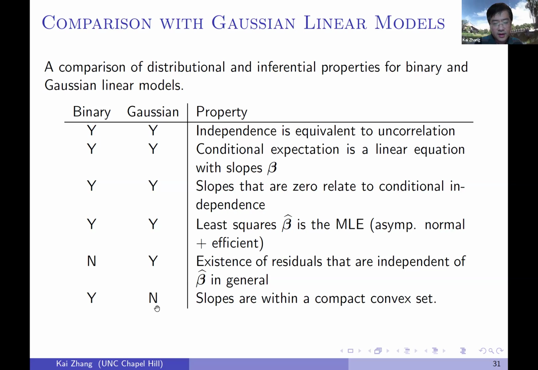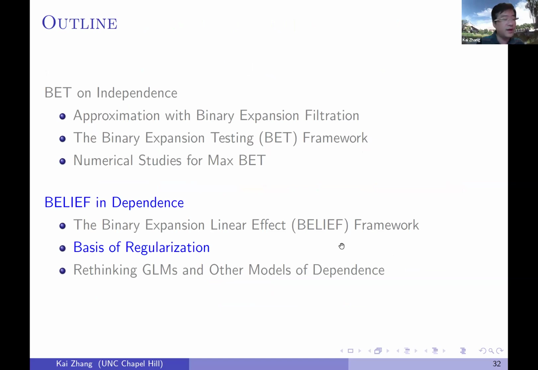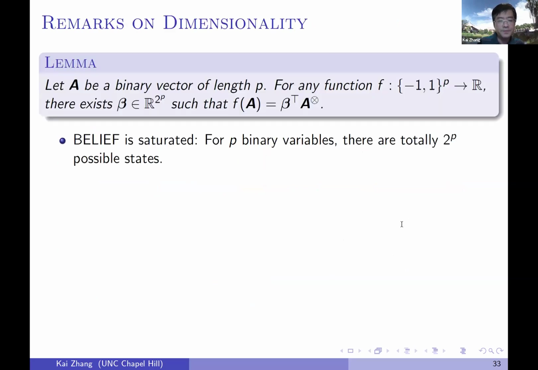The other thing, the unique feature about binary, is that the slopes are within a compact convex set. So this facilitates regularization, right? And yeah, I have a few minutes left, so I would like to talk about regularization and how to use this belief to study other forms of relationships. Regularization is needed because you can see the belief theorem is actually mathematically trivial, right? It has a dimensionality issue that turns all the difficult problems into this dimensionality.